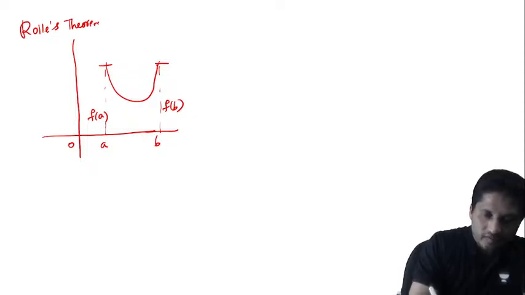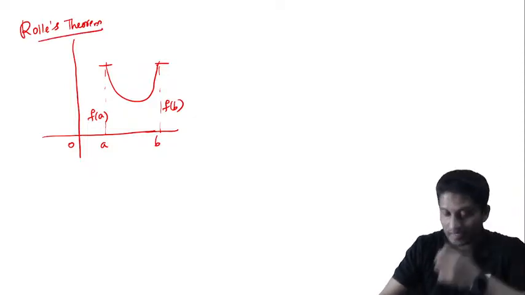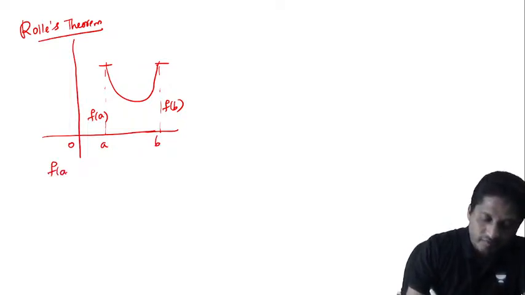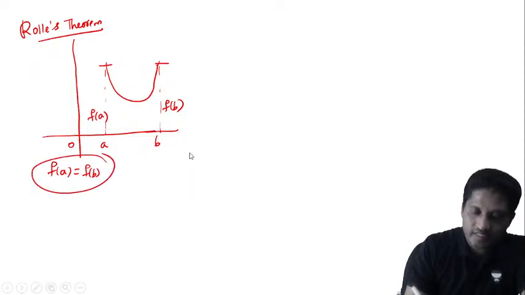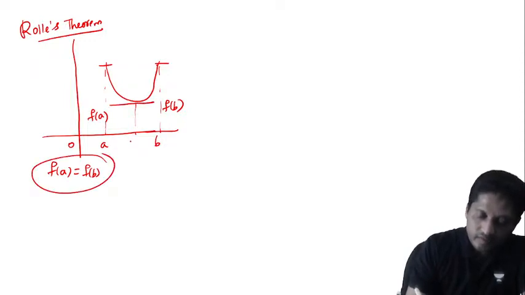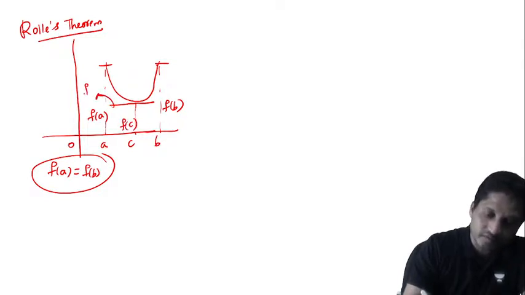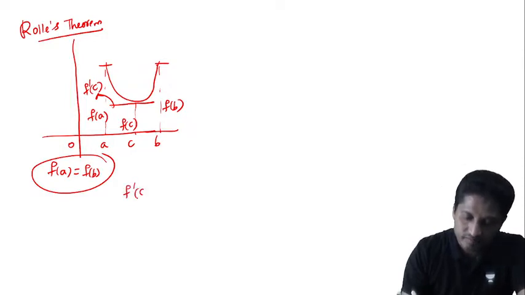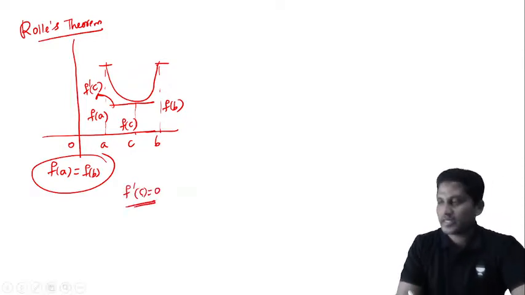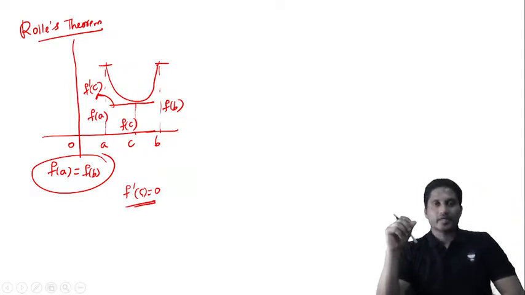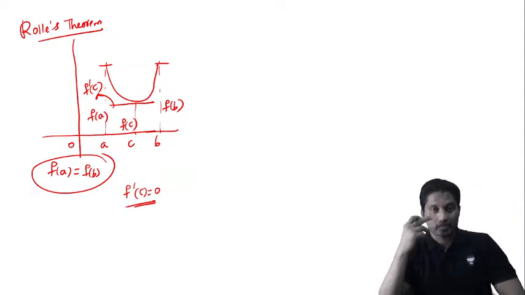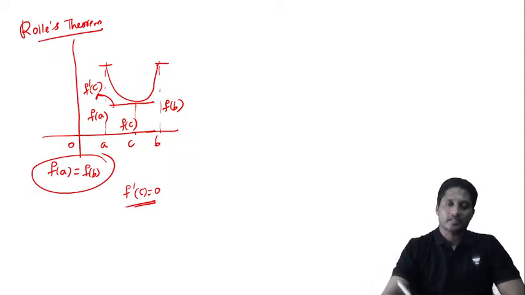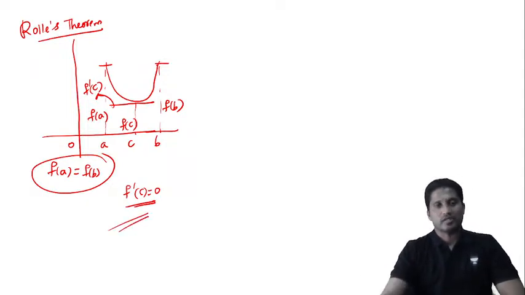Should be continuous in the closed interval, differentiable in the open interval. f of a should be equal to f of b. Then there exists at least one point c which belongs to the open interval. This is f of c, and this fellow will be equal to f dash of c, so that f dash of c should be equal to 0. Then you get a tangent which is parallel to the x-axis. f dash of c is equal to 0.